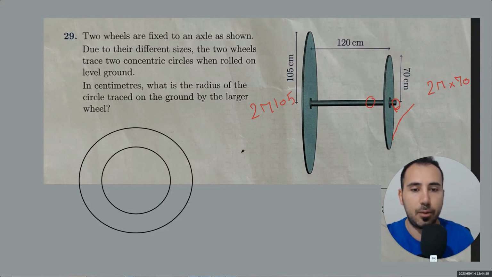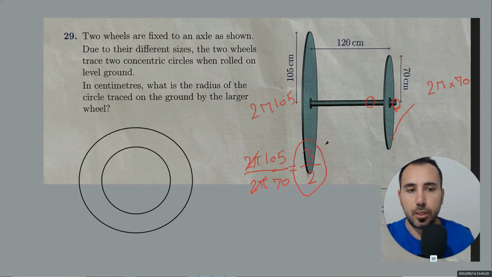And I want to write them in a fraction and see. So I'm going to write 2 pi 105 divided by 2 pi 70. So 2 pi will cancel by 2 pi. And 105 divided by 35 is 3. 70 divided by 35 is 2. So it's going to be 3 over 2. What does that mean?